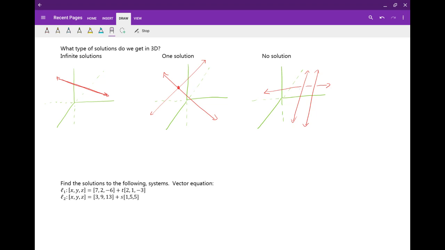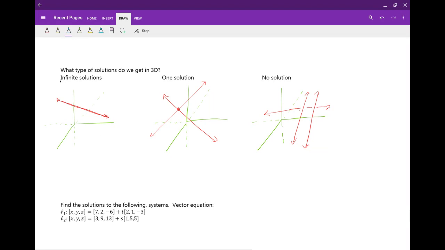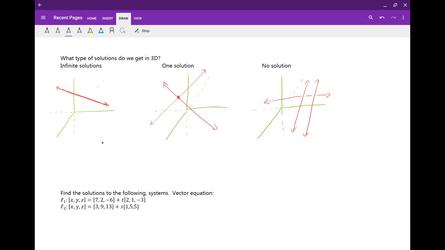And so basically, if there's infinite solutions, then one line is equal to the other line. Then basically what that means is the two slopes are parallel, so the ratio of the components of the slope vectors are equal, okay? And furthermore, a point on one line is a solution to the other.